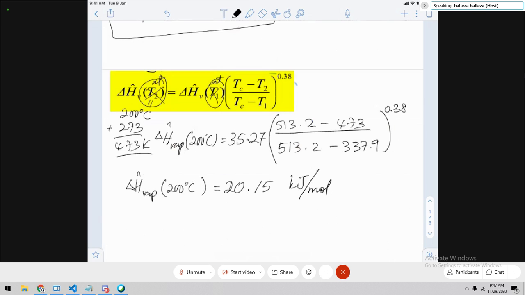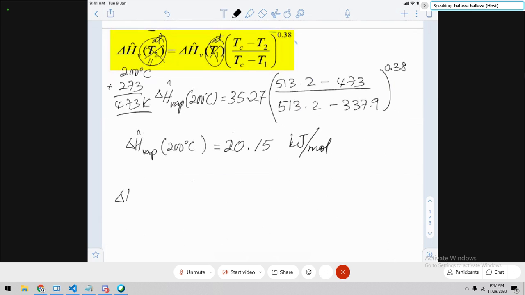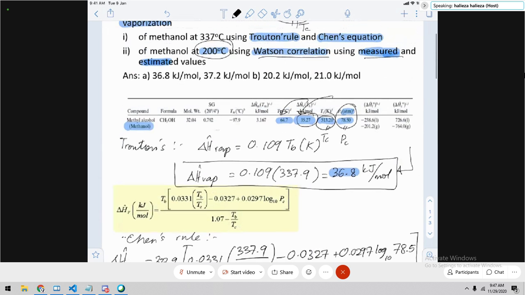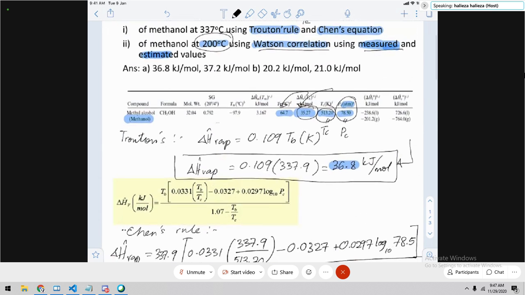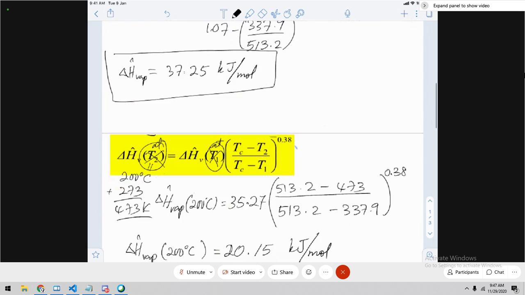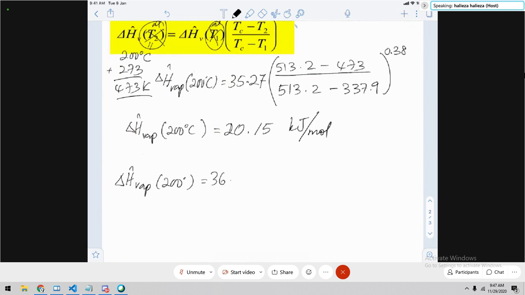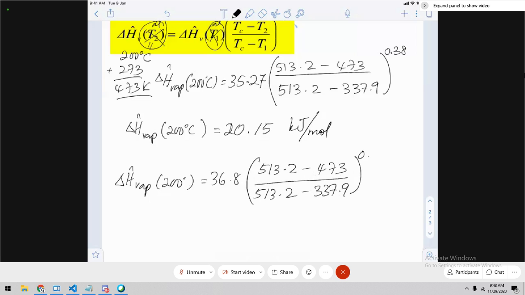So now we do the same thing, but using the estimate value that we got earlier from the Thornton equation. We got 36.8. We repeat the whole thing. So be careful, guys. Do not put the temperature in front of this temperature here. Please remember that. So what's the answer?